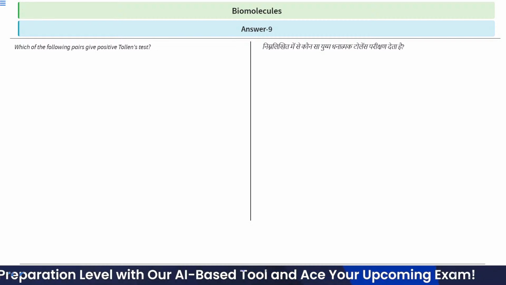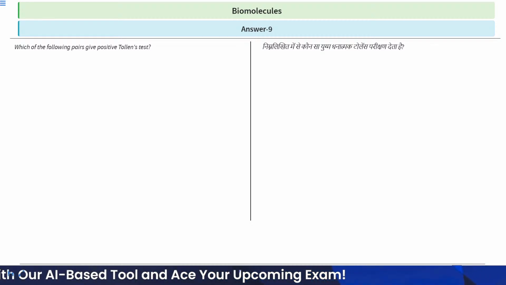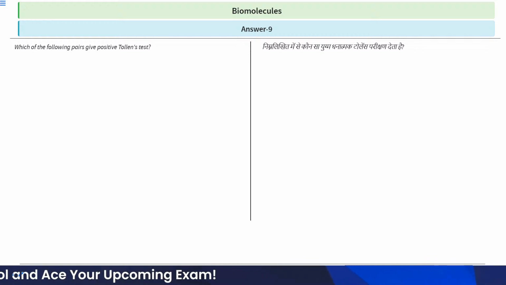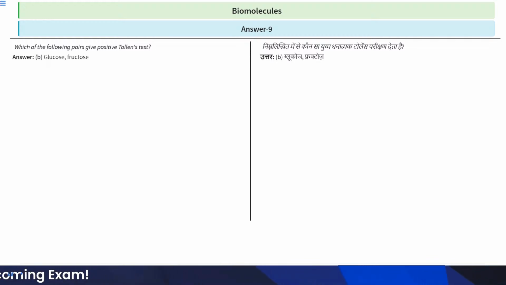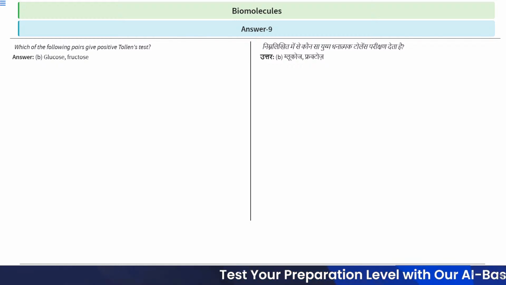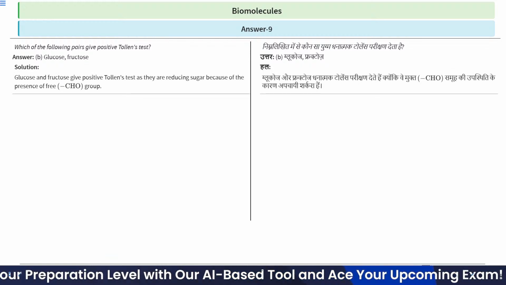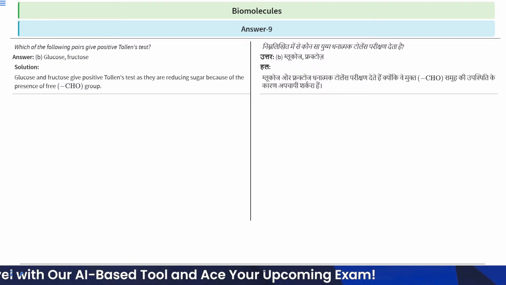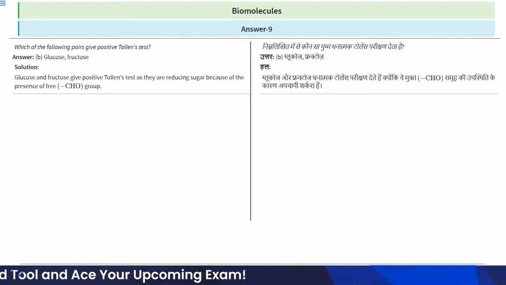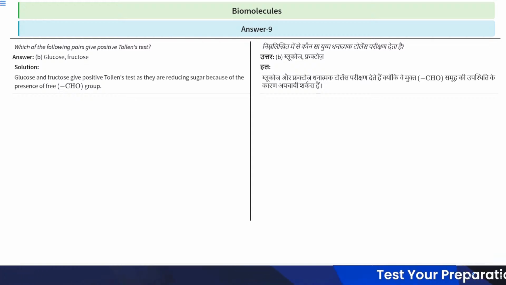The correct answer for the given question is option B, that is glucose and fructose. How? Glucose and fructose give a positive tolerance test as they are reducing sugars because of the presence of a free CHO group. So glucose and fructose both will pass the tolerance test.